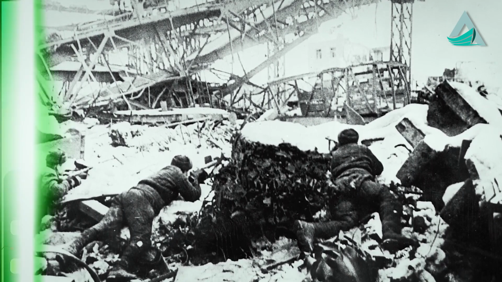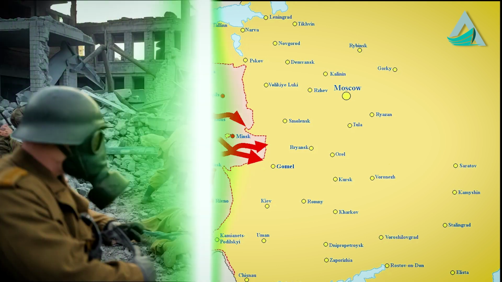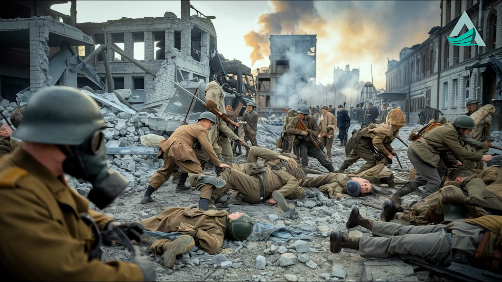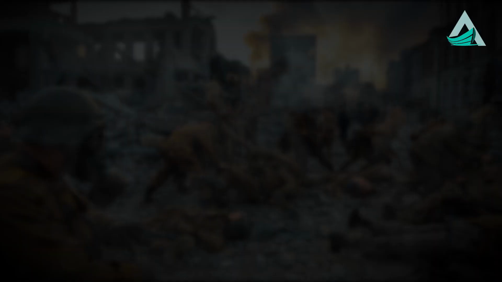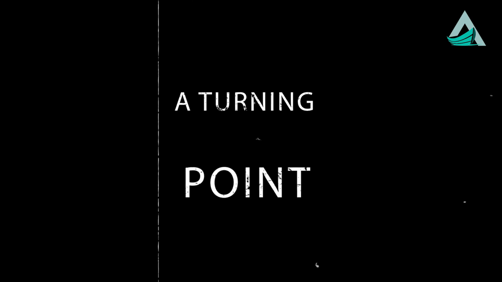In June 1941, Hitler launched Operation Barbarossa, the largest invasion in history. Millions of German soldiers poured into Soviet territory, driving deep into the heart of Russia, but they met fierce resistance. The war now spanned continents and oceans, with battles raging across Europe, Africa, and the Pacific. Millions of civilians and soldiers alike were caught in the maelstrom of conflict.